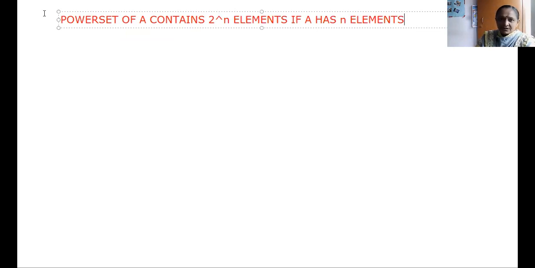Now, do you know the definition of relation? Do you know what is meant by relation? Yes, what is a relation from set A to set B? What is the definition of relation from set A to set B? Can you tell me?